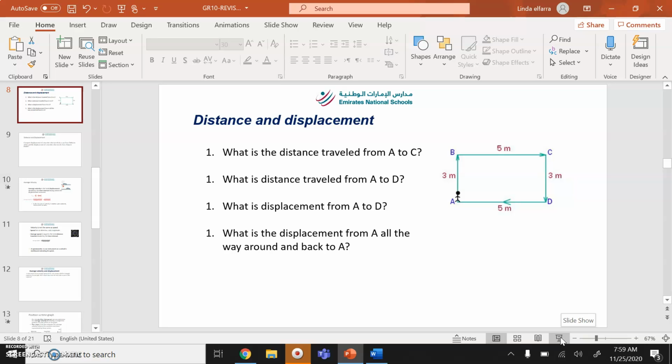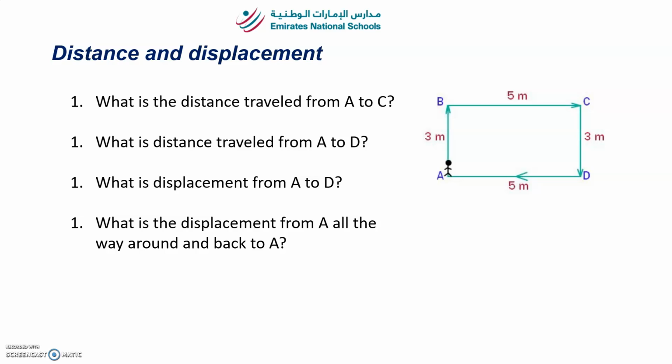Here I have a question to illustrate the difference between distance and displacement. I need to find the distance traveled from point A till point C. So how can I find the distance traveled from point A to point C? Add all of these numbers. I have from A till B is 3, plus from B till C is 5. So the distance traveled from A till C will be 8 meters.